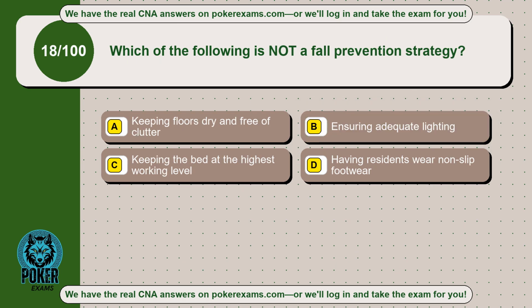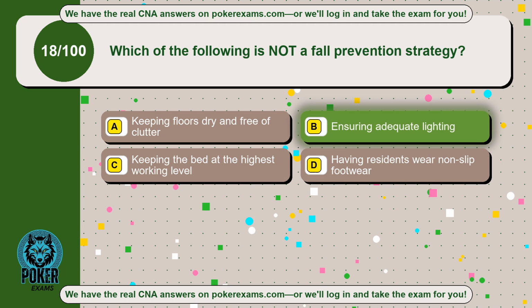Question 18. Which of the following is not a fall prevention strategy? Option A, keeping floors dry and free of clutter. Option B, ensuring adequate lighting. Option C, keeping the bed at the highest working level. Option D, having residents wear non-slip footwear.